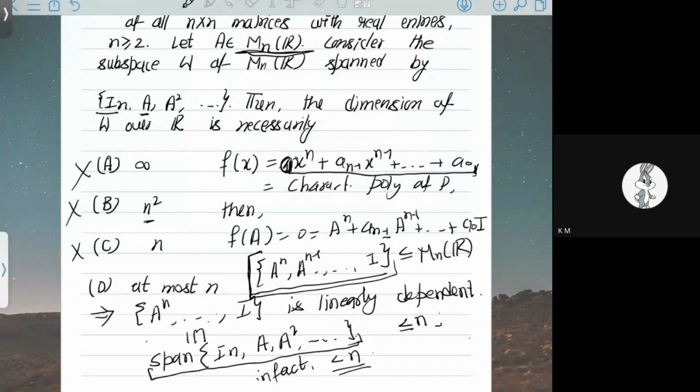For as you can take A to be, sorry, not identity matrix, you can take A to be the zero matrix, the 2x2 zero matrix. Then in this case, the dimension becomes 1 and n is 2. So 1 is strictly less than 2, so this cannot be the answer. So the answer should be at most n. Look at it and let me know whether it is clear or should I explain again.